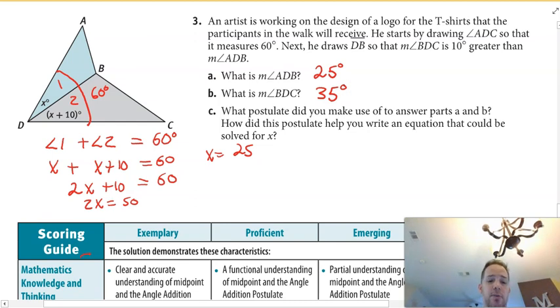Plus 35 does equal 60. And that question C now is, what was the postulate? We obviously did the angle addition postulate.